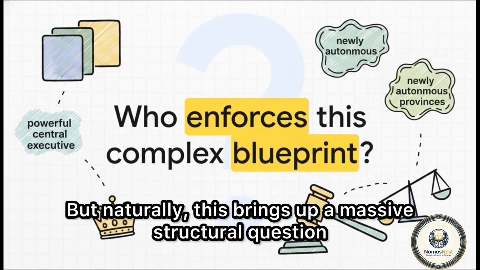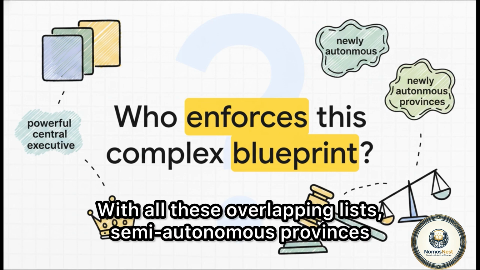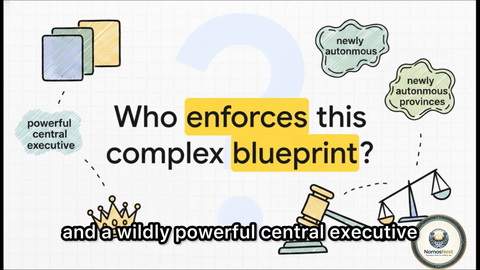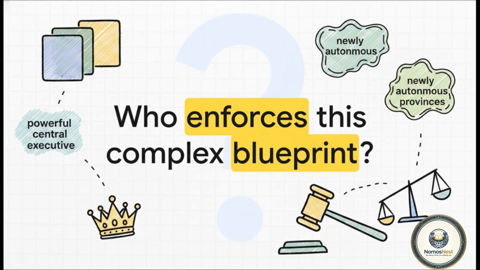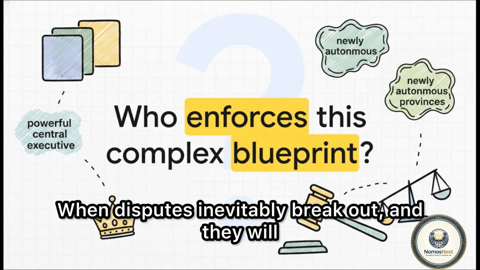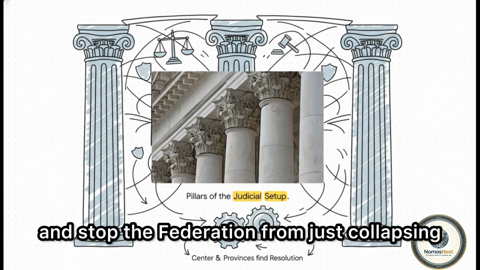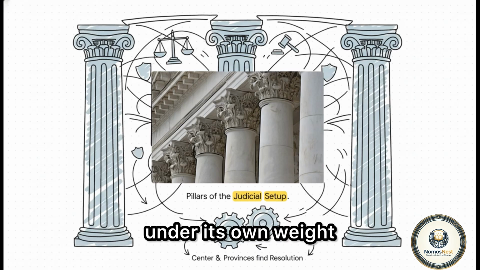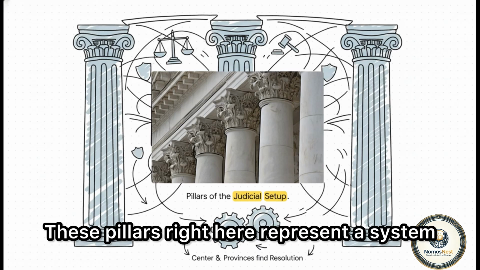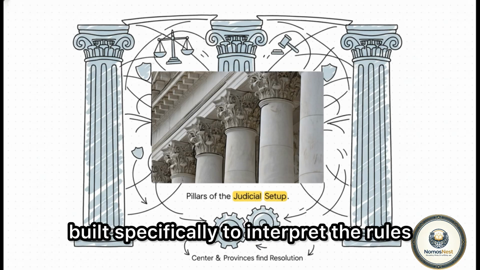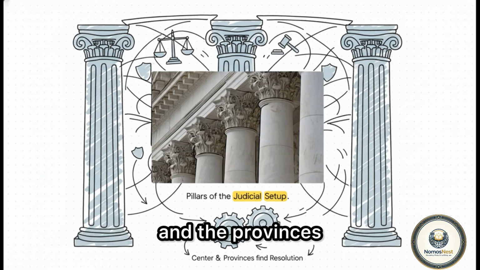But naturally, this brings up a massive structural question. With all these overlapping lists, semi-autonomous provinces, and a wildly powerful central executive, who actually enforces this complex blueprint? When disputes inevitably break out, and they will, who acts as the referee? To maintain order and stop the federation from just collapsing under its own weight, the Act set up a formidable judicial architecture. These pillars right here represent a system built specifically to interpret the rules and resolve all that friction between the center and the provinces.